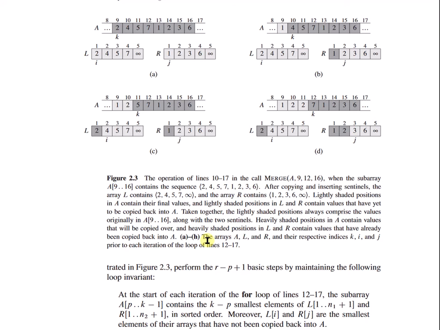Taken together, the lightly shaded positions always comprise the values originally in A, along with the two sentinels. Heavily shaded positions in A contain values that will be copied over, and heavily shaded positions in L and R contain values that have already been copied back into A.